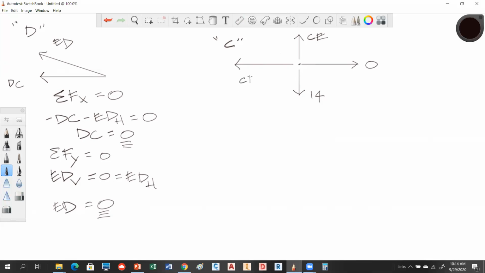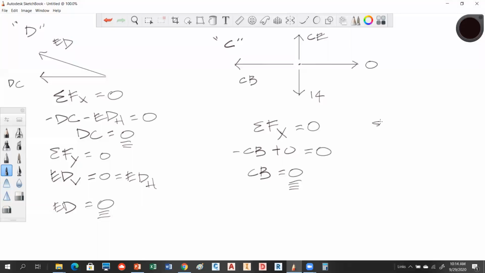CB. All right, so sum of forces in X has to equal 0. So we've got what? Negative CB, and that has to equal 0. So what's CB? It's 0.